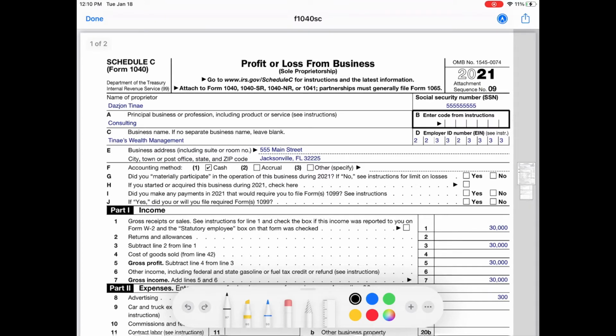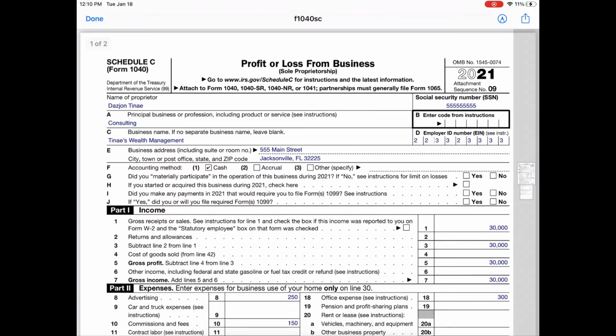Now, if you're a sole proprietor, usually they don't ask you for an EIN number. So if you're a sole proprietor, keep in mind that it may not be something that you would typically do.